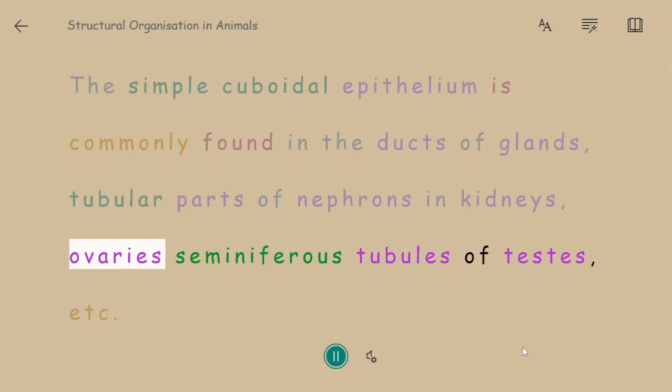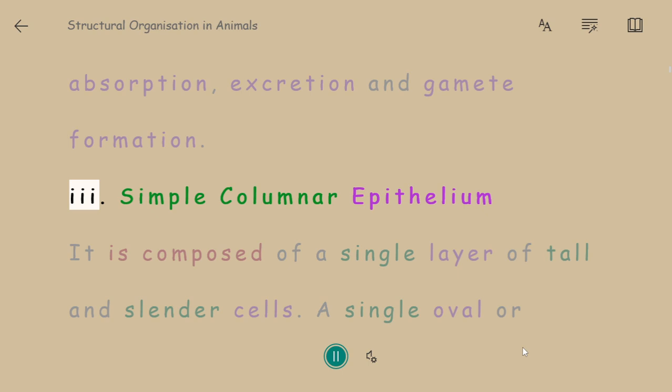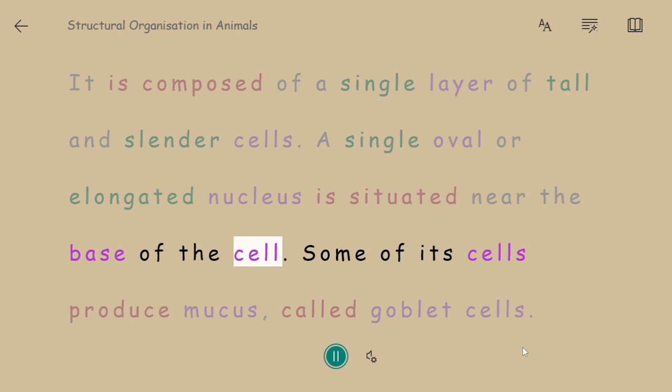Functions. The main functions of this epithelium are protection, secretion, absorption, excretion, and gamete formation. 3. Simple columnar epithelium. It is composed of a single layer of tall and slender cells. A single oval or elongated nucleus is situated near the base of the cell. Some of its cells produce mucus, called goblet cells.